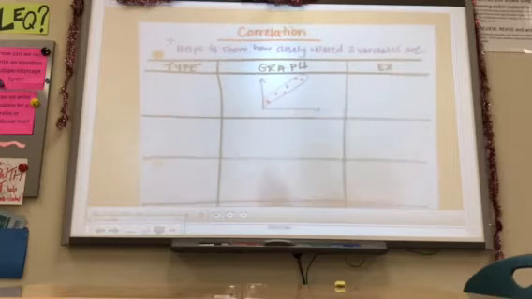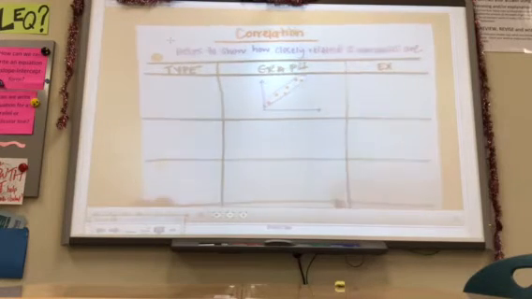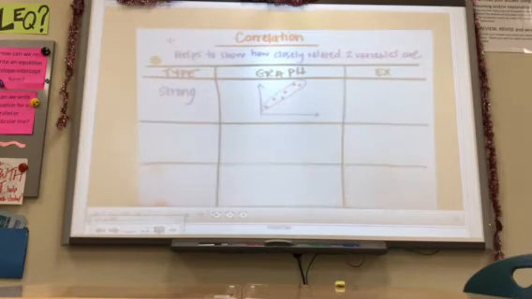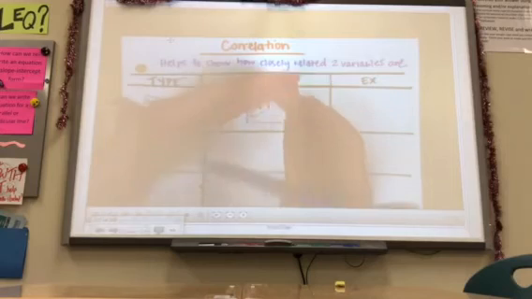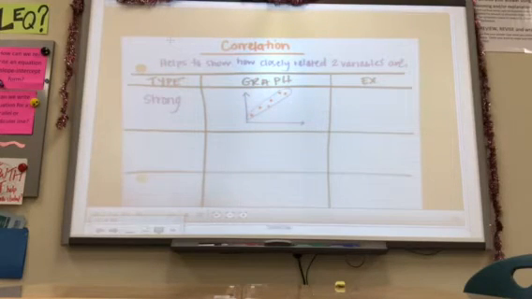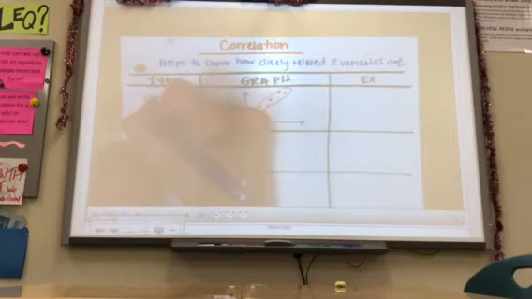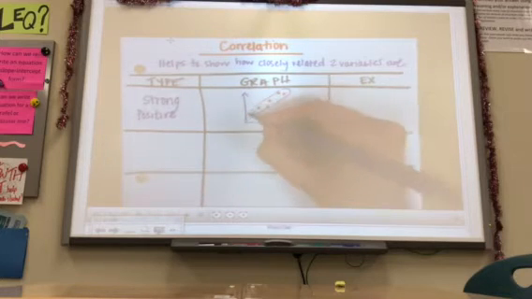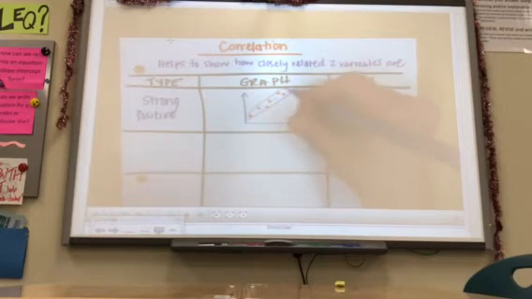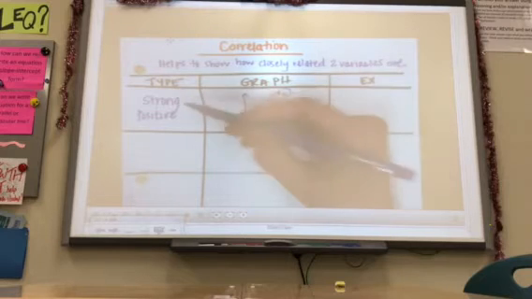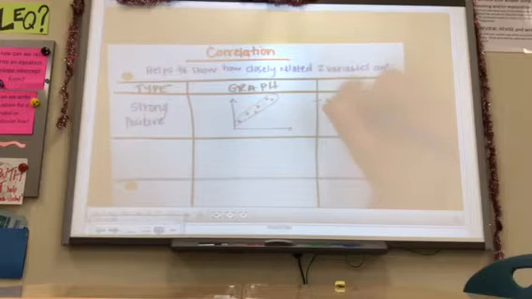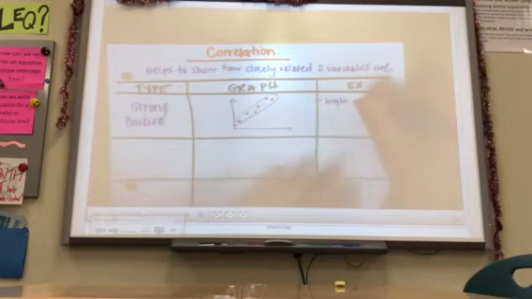What we call this, and you don't need that circle around it, is strong, because the relationship between the variables is pretty strong, and it's positive. Positive means that as one variable increases, so does the other variable. If I drew a line, it would have a positive slope. So that's why we call it strong positive.